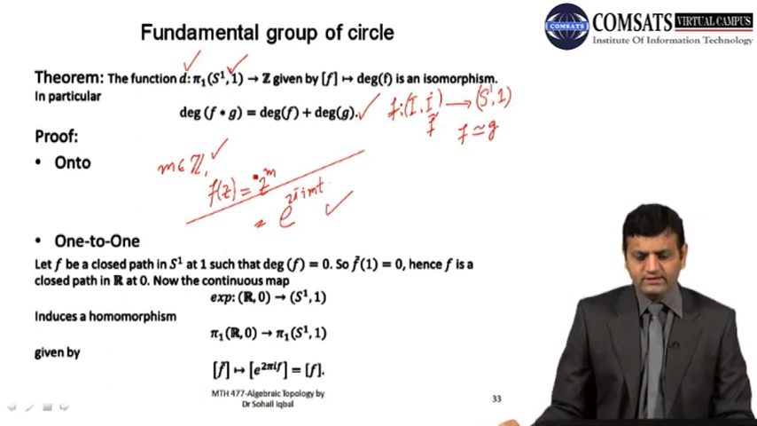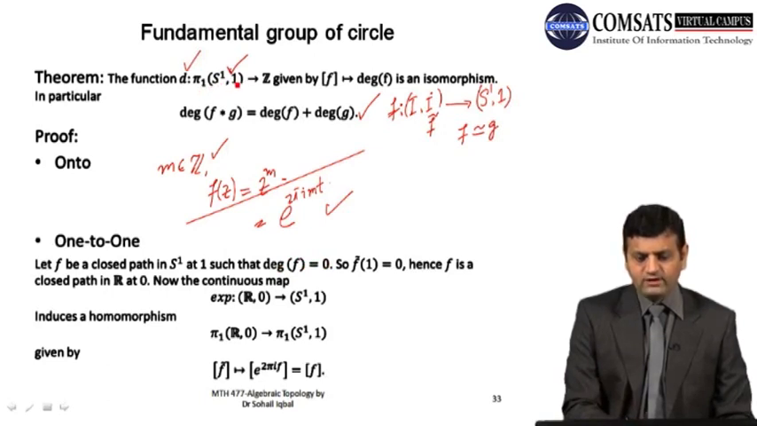Okay, so how to show that it is one to one? So consider a function f which goes to 0, in other words an element of this pi 1 of S1. In other words, it's a closed path or loop in S1, and the degree of this loop is 0. Okay, so the degree of this loop being 0 means f tilde of 1 is 0.